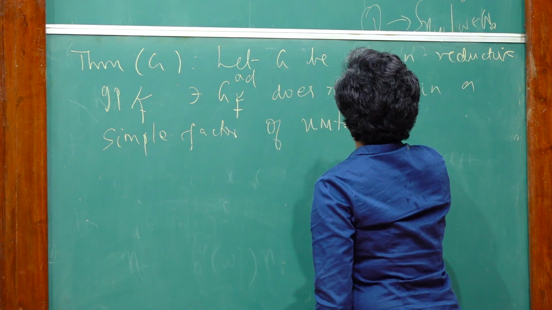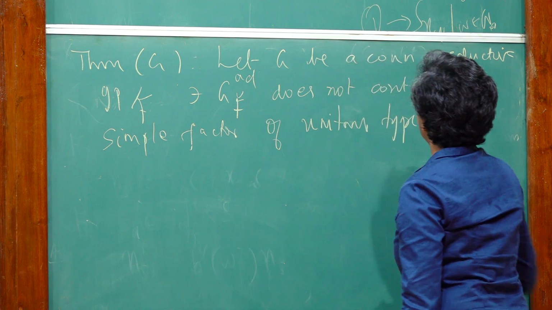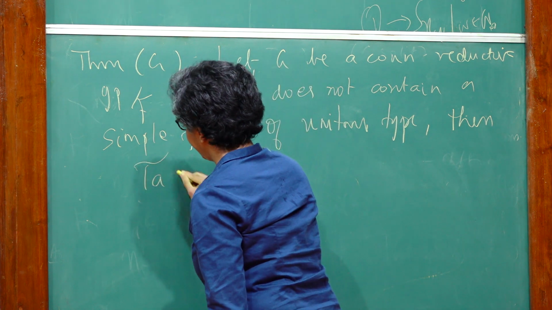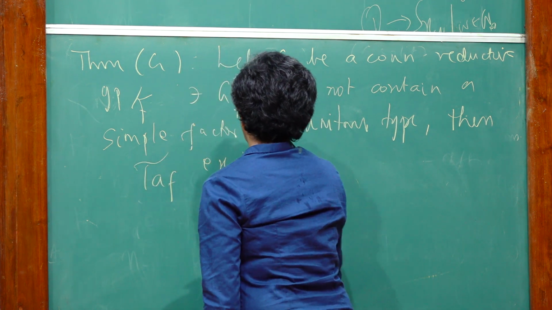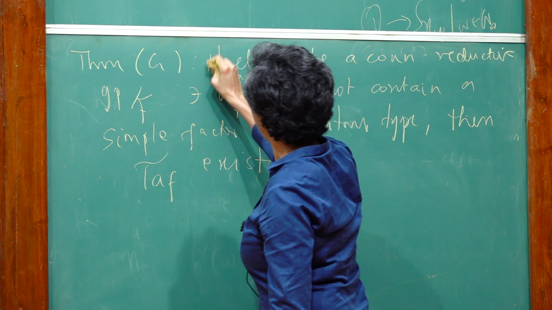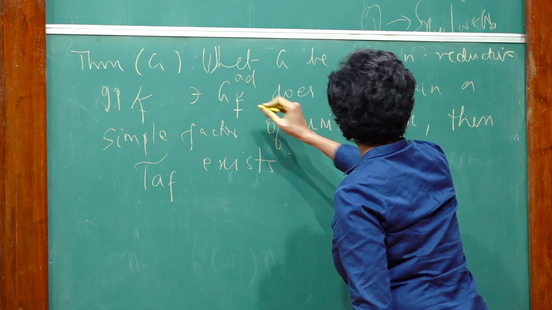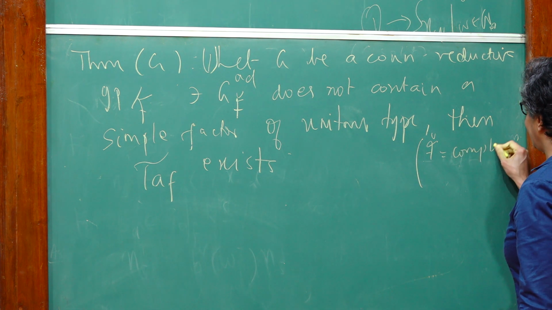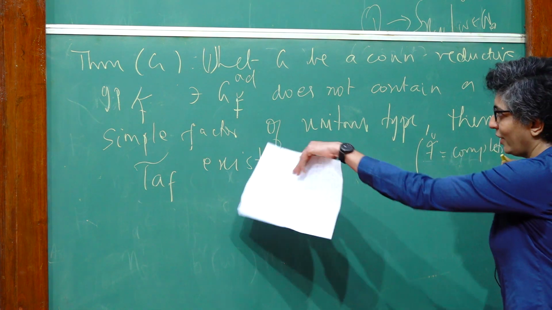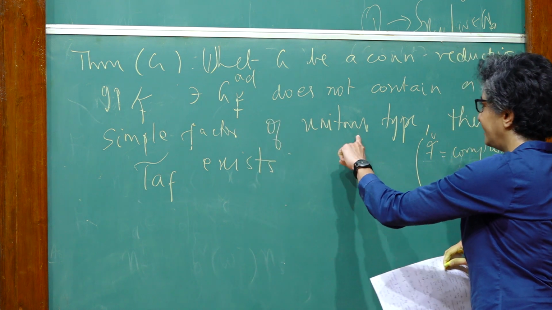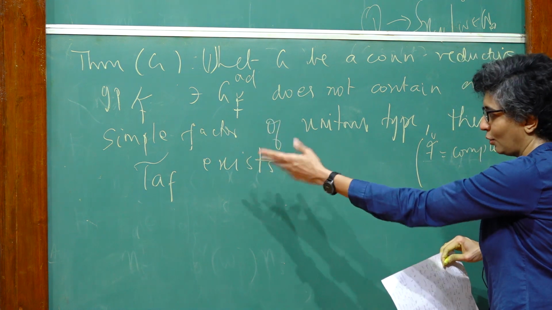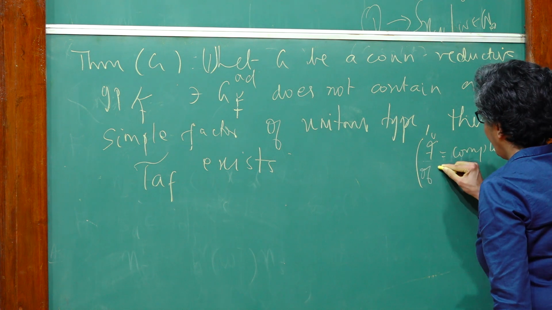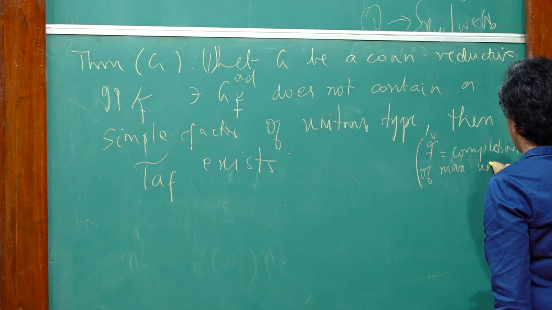Then the Tits group T affine exists. This is the first part. Here F breve is the completion of the maximal unramified extension. So once you go to F breve, the group is quasi-split. So we are saying that it does not contain a quasi-split even or odd unitary group as a simple factor.